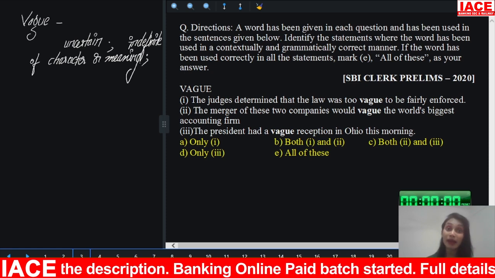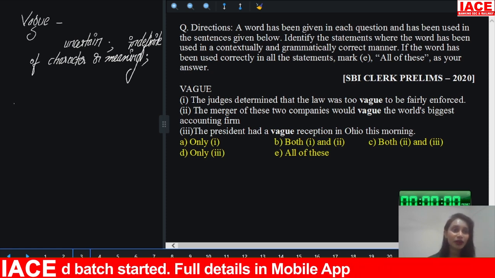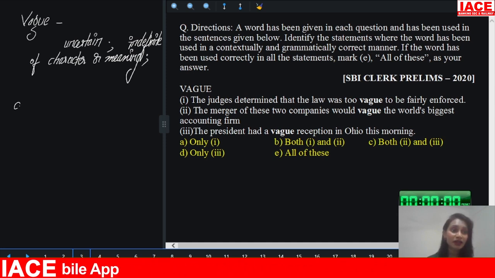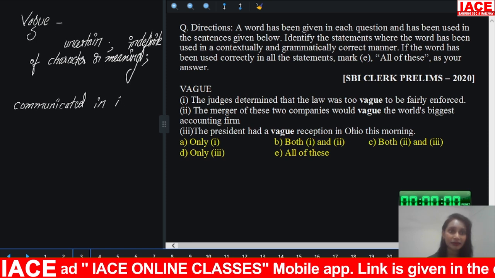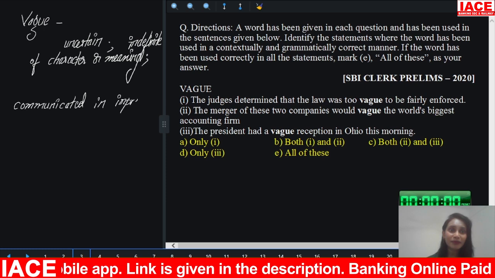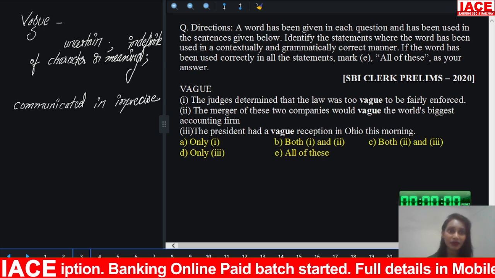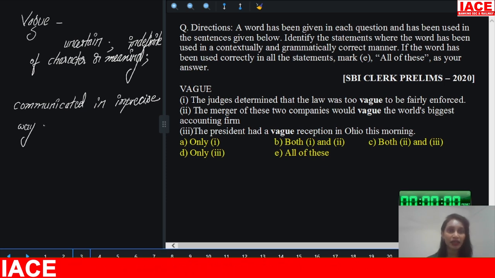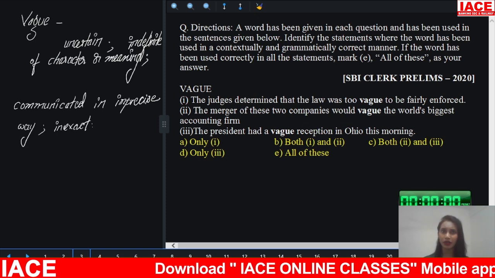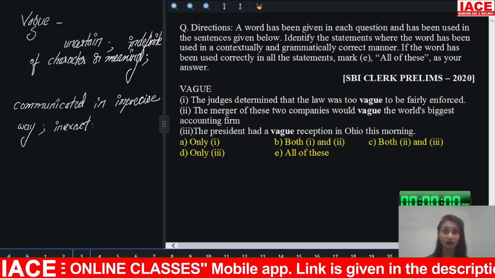Well, there is one more meaning to this. It's related to communication: communicated in an imprecise way, or you can say imprecise or inexact. That means it's not clear. Okay, it's related to rules or whatever the sayings.